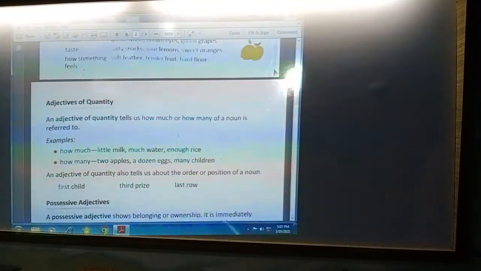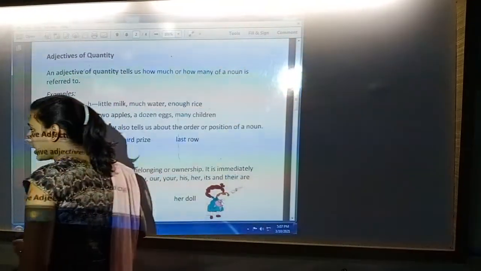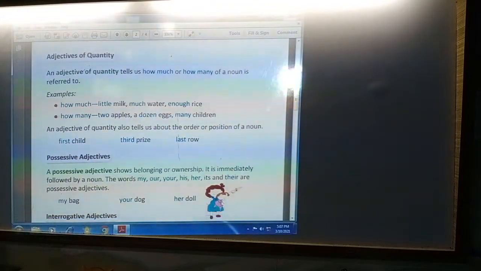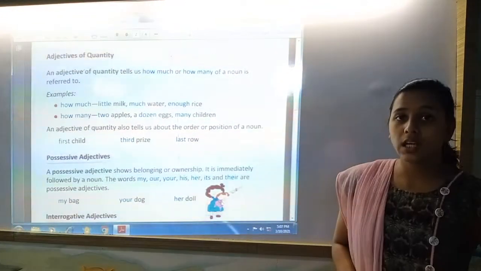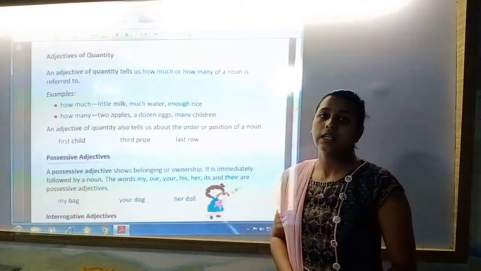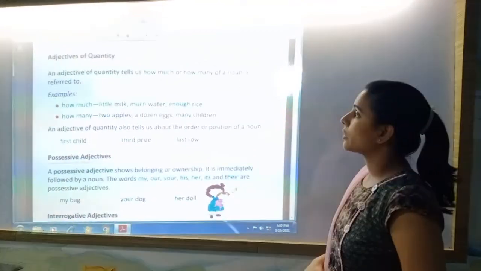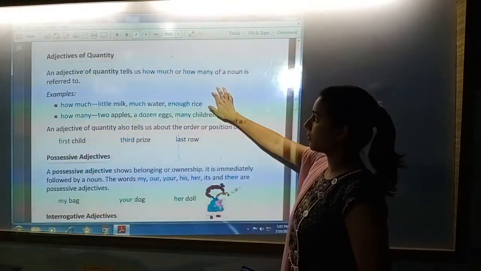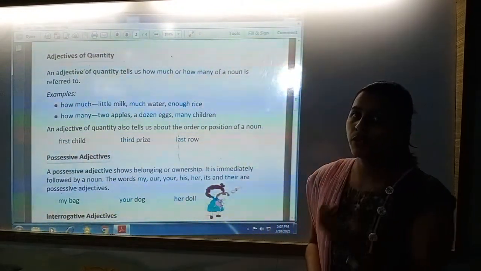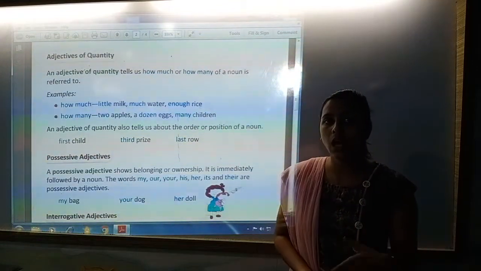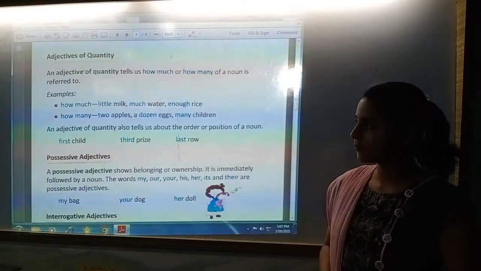Next is adjective of quantity. In adjective of quality, we cannot count it or measure it in numbers. But when the adjective of quantity is given, that can be measured or counted. So here let us see the example of adjective of quantity. How will you get to know that here the adjective of quantity is used? When you ask how many, how much, the answer will be adjective of quantity.